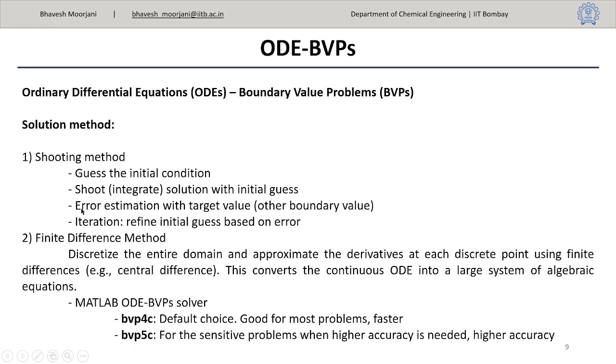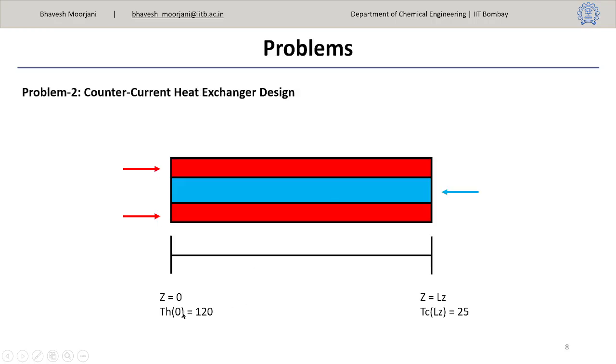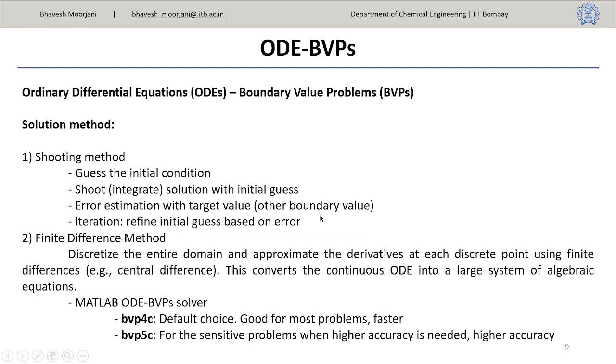Then you estimate the error against a target value at the other boundary, okay? So what does it mean? That I know the value of TH at Z equal to 0. I assume some value of TC at Z equal to 0. I employ an ordinary differential equation initial value problem solver. I compute the profile and then I check what is the value of TC at Z equal to LZ, right? I know the actual value should be 25. If it's not 25, what is the error?